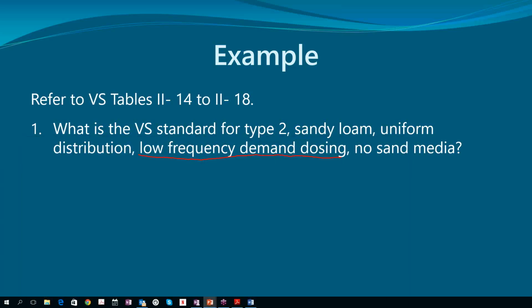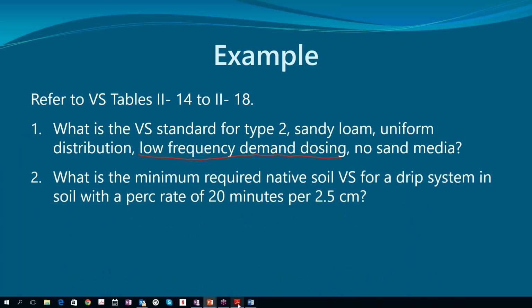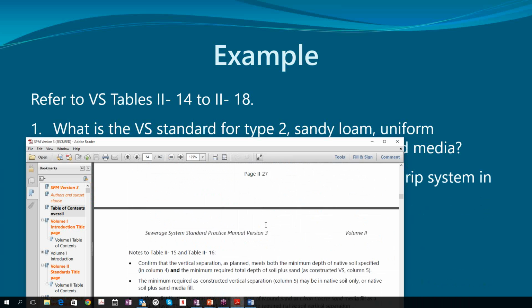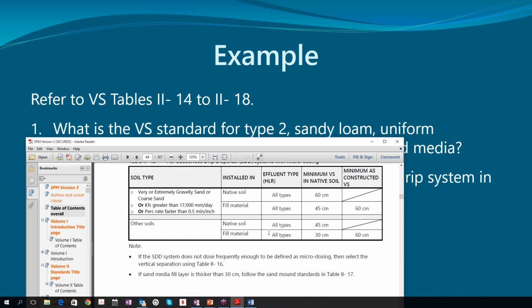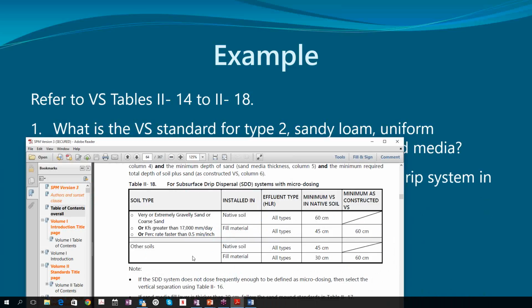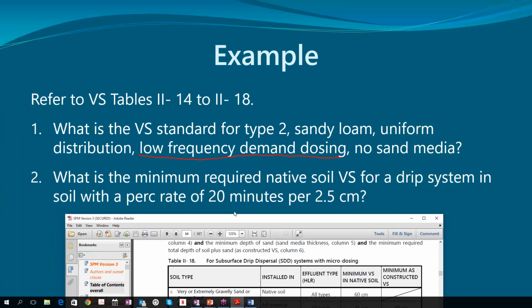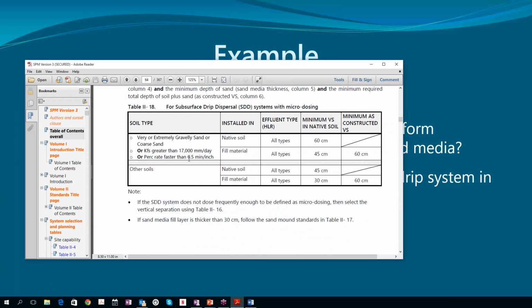And let's try one more, just to point out that there is a drip table now. So for drip table with 20-minute perk rate, we go to the proper table, just that simple. So drip table, it is an other soil. What else did the question say? And the perk rate is 20 minutes per inch, so it's slower than half an inch. Native soil, and the answer then is 45 centimeters.